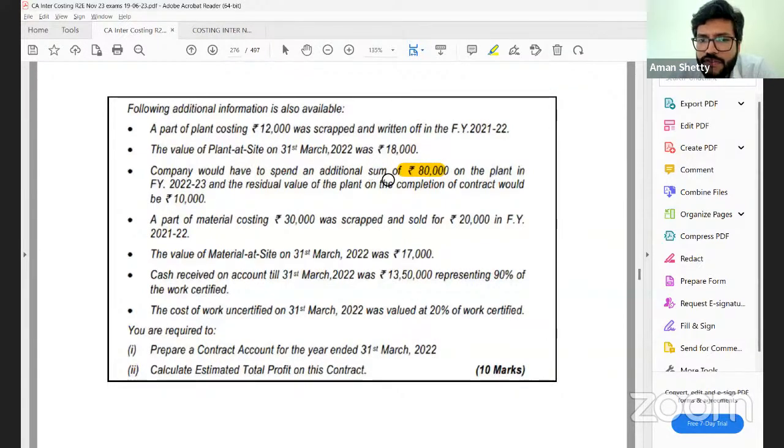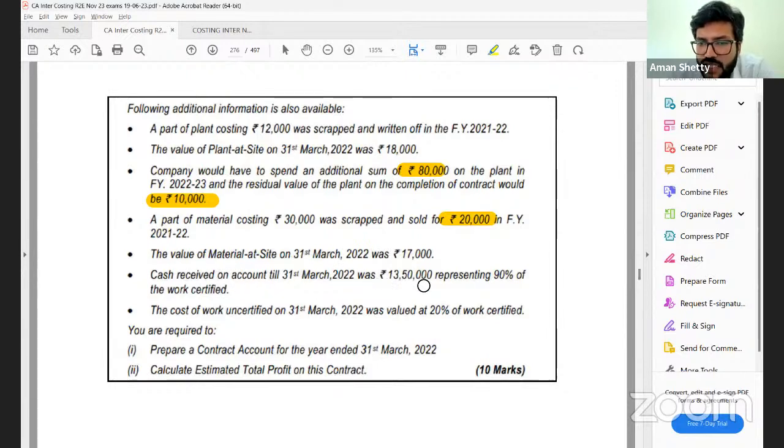Company would have to spend an additional sum of 80,000 on the plant in financial year 22-23. Residual value of the plant on the completion of the contract would be 10,000. So again, you need to find out the depreciation for 22-23. Part of the material costing 30,000 was scrapped and sold for 20,000 in FY 21-22. Value of the material at site is given.